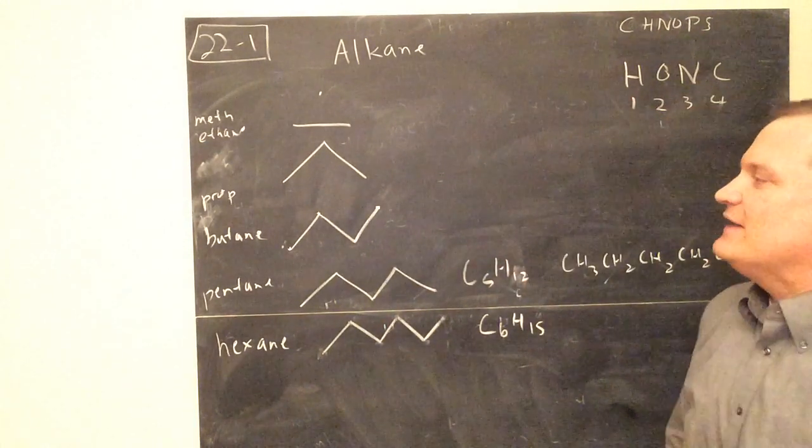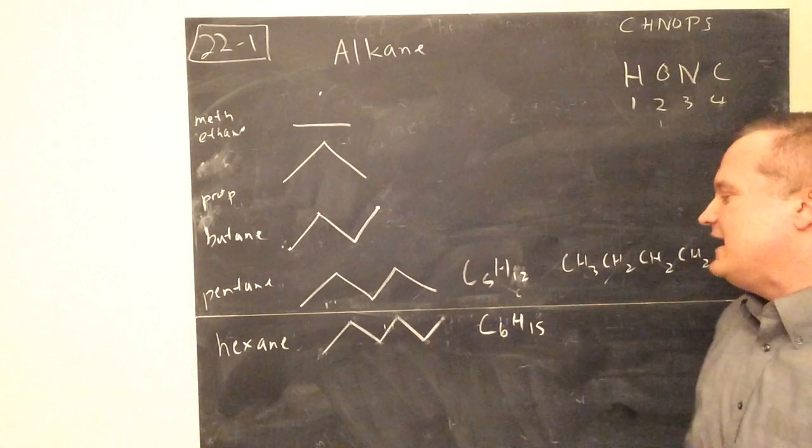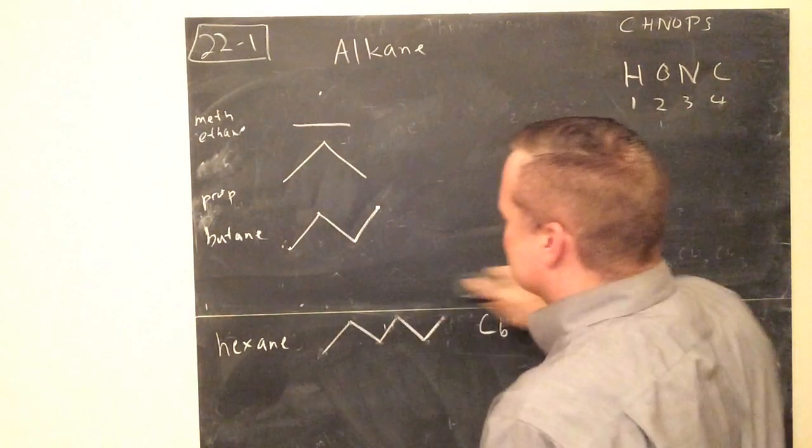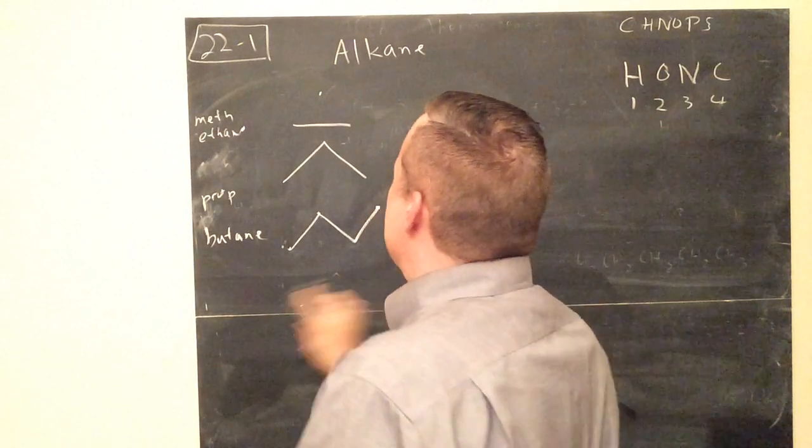Okay, so we got methane, ethane, propane, butane, pentane, hexane. Now, let's just keep on going and show you how the other ones go. Then 7 is heptane.